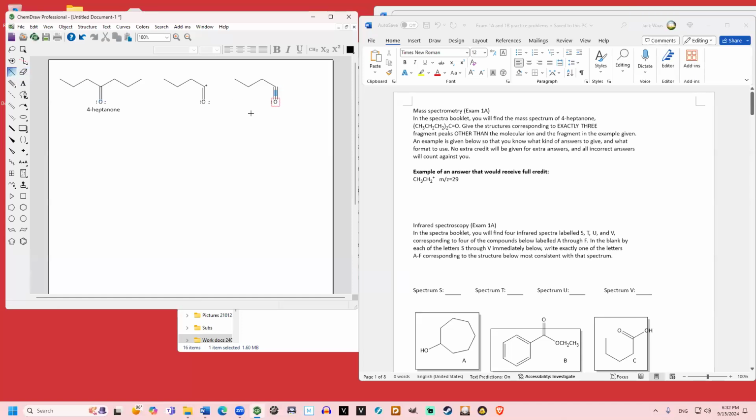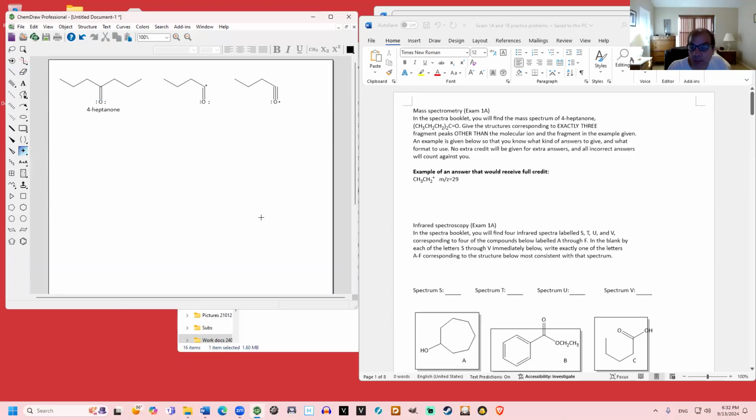Like that. Either way is fine. They're just different resonance forms of the same species. And so we need to figure out the weight of this species. It's going to be C4H7O. So let's see. And I, of course, don't have a calculator.